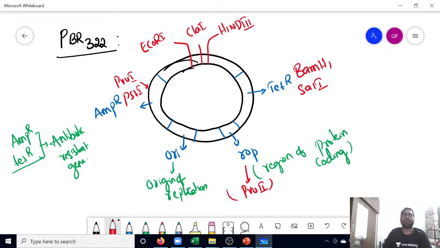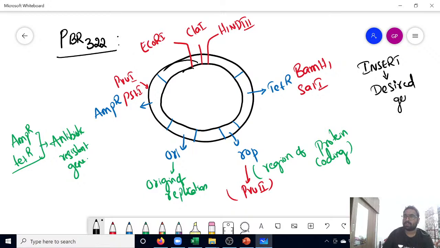Yes. So now this is pBR322. Suppose our insert, and insert is nothing but the desired gene. When you insert it, depending upon the restriction enzyme which you use, that particular antibiotic resistance gene will become inactivated.